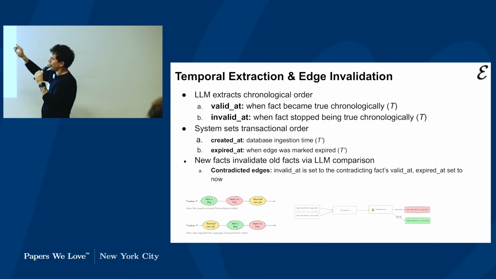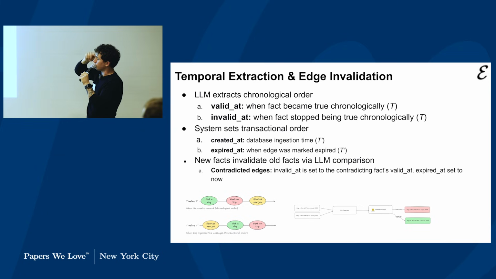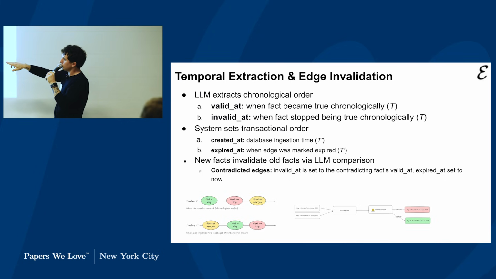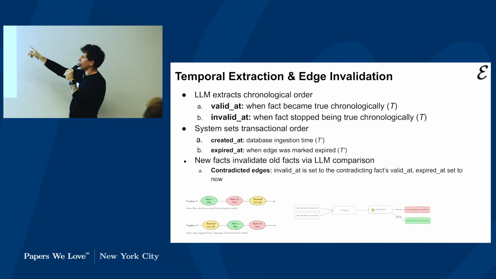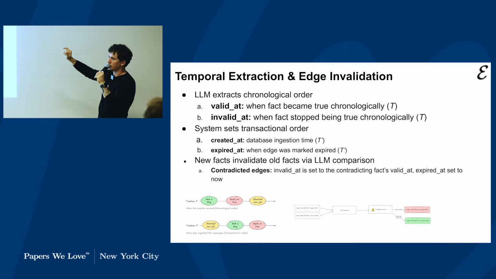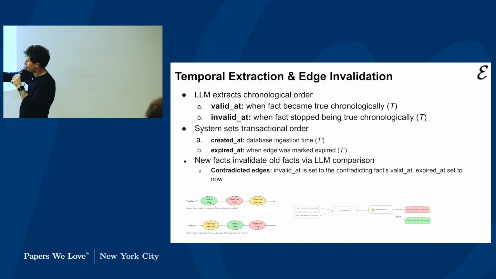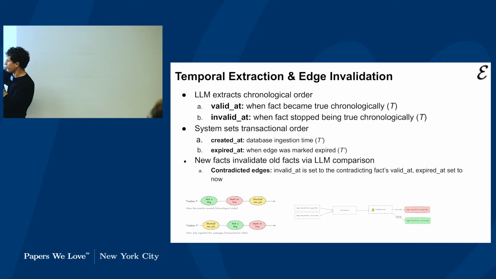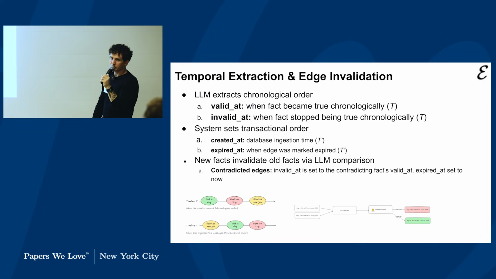And then lastly, invalidating old facts. New facts can invalidate old facts via that LLM comparison we talked about. A contradicted edge will have an invalid at set to the contradicting fact's valid at, and expired at set to now. So that kind of clarifies how expired at is set. So we talked about the two timelines. This is just, we have two facts, and we do a comparison. The comparison finds that there's a contradiction. We invalidate the old fact. We take the new fact, because we always take the most recent fact when we end up with contradicting facts. Any questions here?